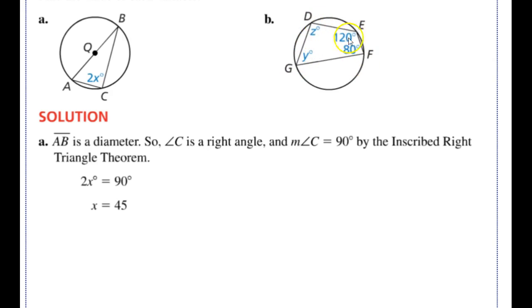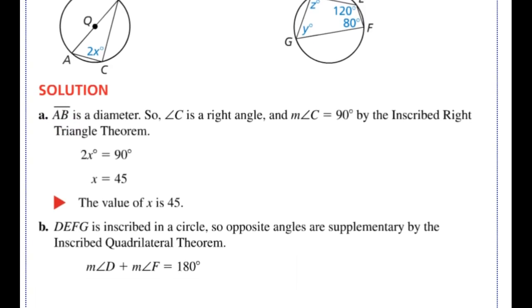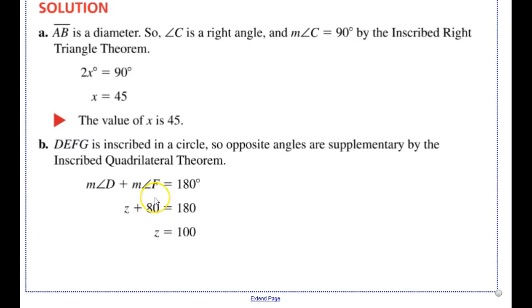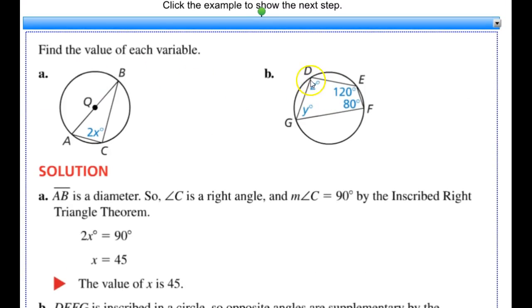So now let's look at B. Here I see I have a quadrilateral, and I know that it's inscribed in my circle. And when I'm dealing with quadrilaterals, I know that when they're inscribed, opposite angles are supplementary. So opposite angles equal 180. So I can set that up as a little equation. So I know D plus F equals 180. So I substitute what I know, and I can find what Z is, which is 100. Then I set up the other two opposite angles equal to 180, substitute the piece that I know, and solve for Y here. So Z is 100 and Y is 60. And I can just look up here and say, well, 100 plus 80 is 180, and 120 plus 60 is 180. So that's how that works out.